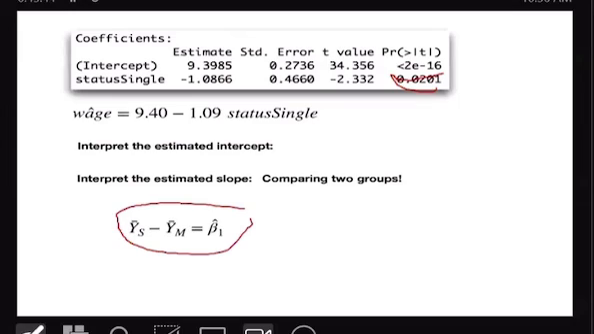Can I shock you now? I'm going to tell you this. This may not be appropriate. Why? Can somebody tell me why this may not be appropriate? Why we still need to do something more? And that is the reason why we want to start multiple linear regression tomorrow.